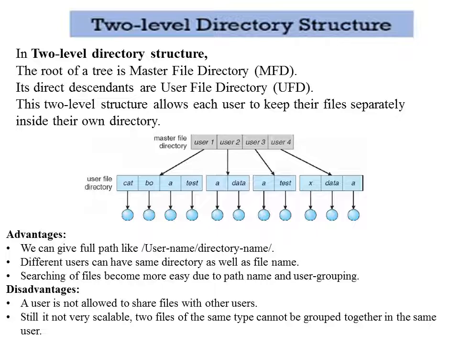The disadvantage of two-level directory structure is a user is not allowed to share files with the other user. That is a major drawback of using a two-level directory structure. Also, it is not very scalable. Two files of the same type cannot be grouped together for the same user.